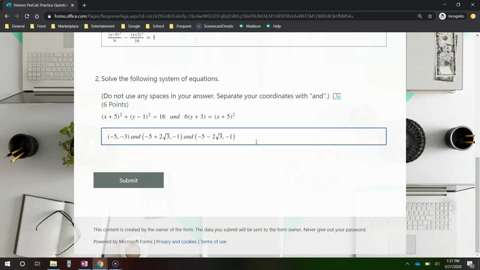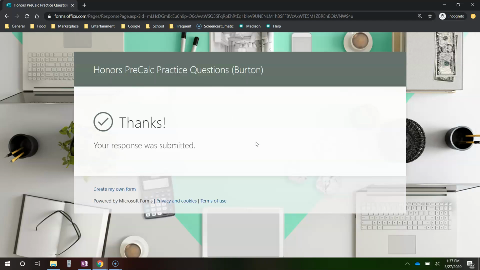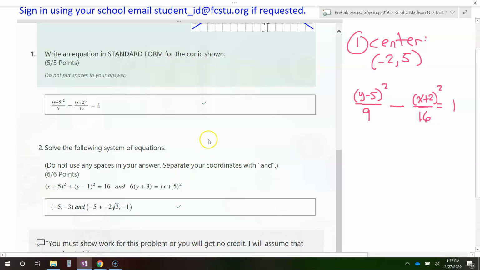All right, so imagine this was the test and you've typed in all your answers, and we'll hit submit, and you should get a response like this to let you know that your response was submitted. All right, so if you only needed to see how to type your answers into the interface, you can stop the video now. If you need to see actually how to solve problem number 2, keep watching because that's what I'm about to do now.